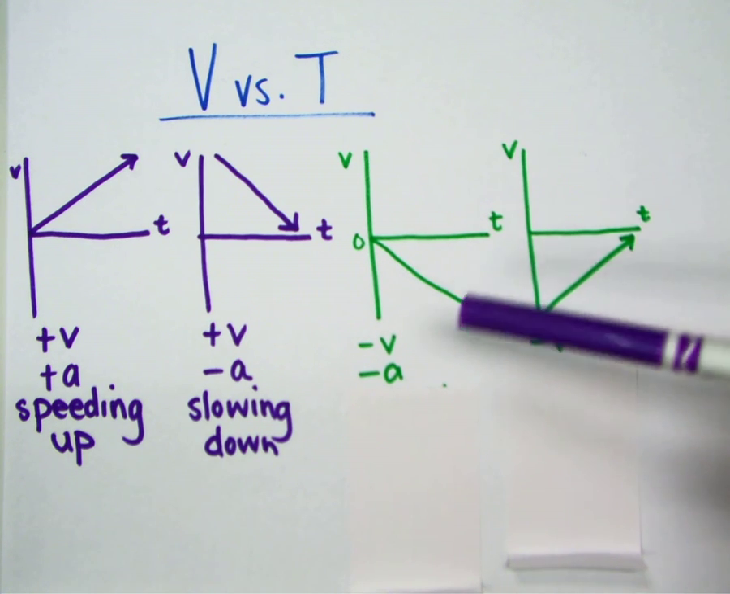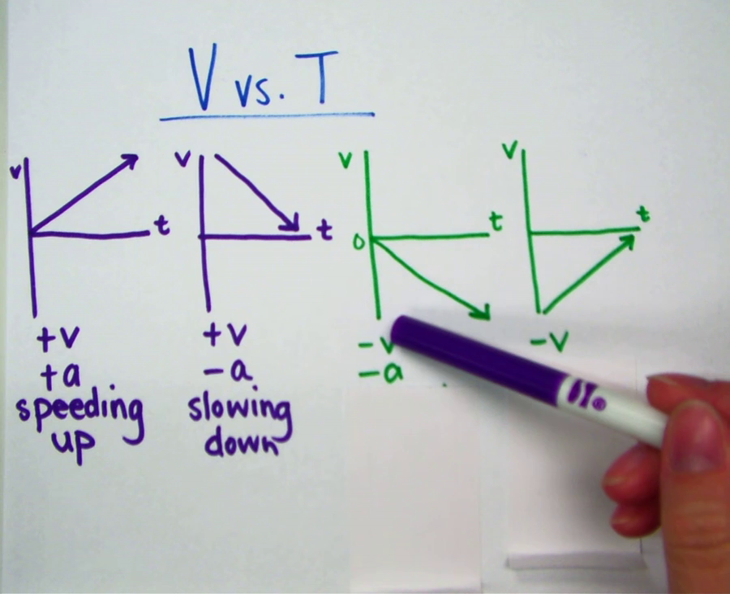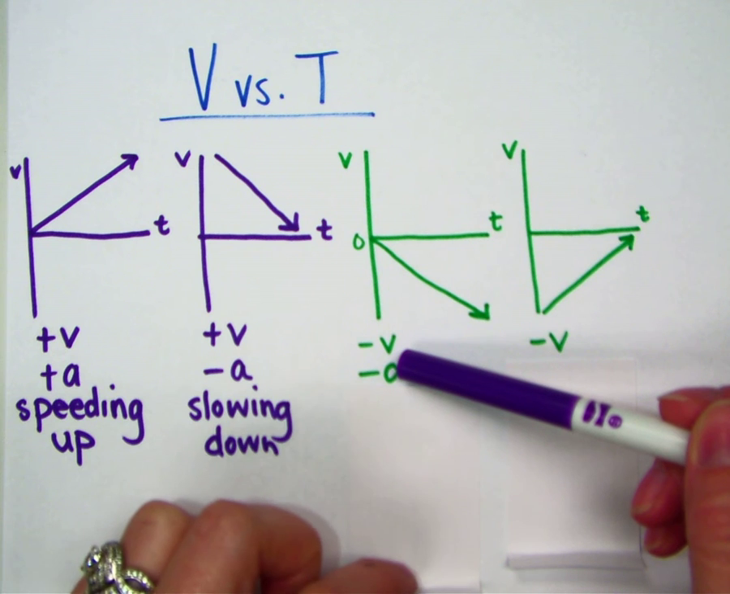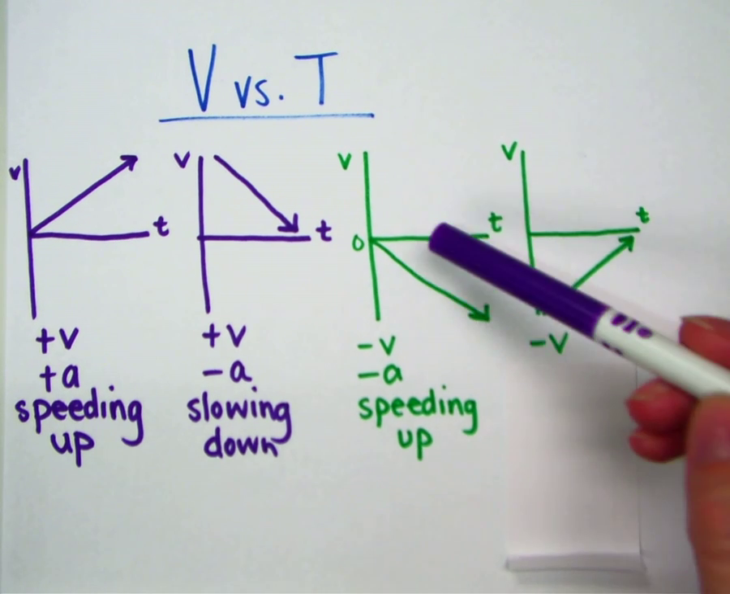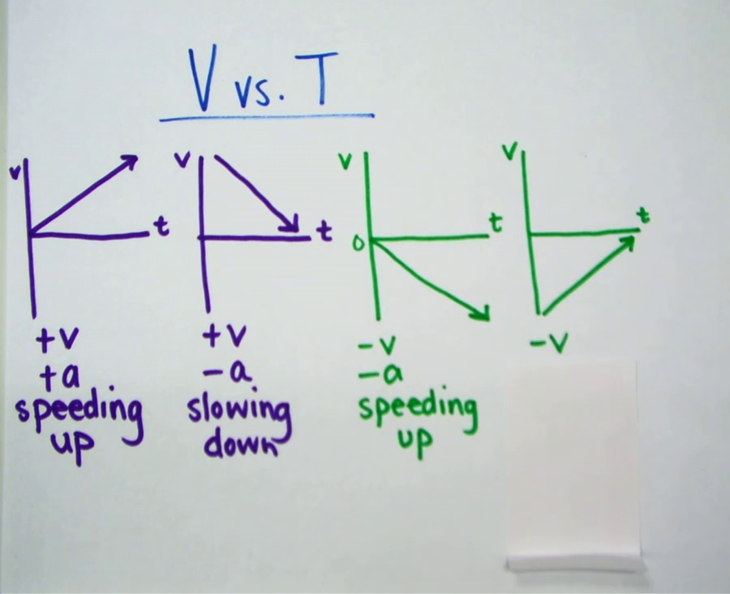Now, most people want to say, oh, it's slowing down because the acceleration is negative. Well, that's not true. Okay? The direction of the velocity is negative. The direction of the acceleration is also negative. They are going the same direction. That means the object is speeding up. Okay, think about it this way. It's moving away from the 0, so it's getting greater and greater in magnitude. Just a negative, that's all.